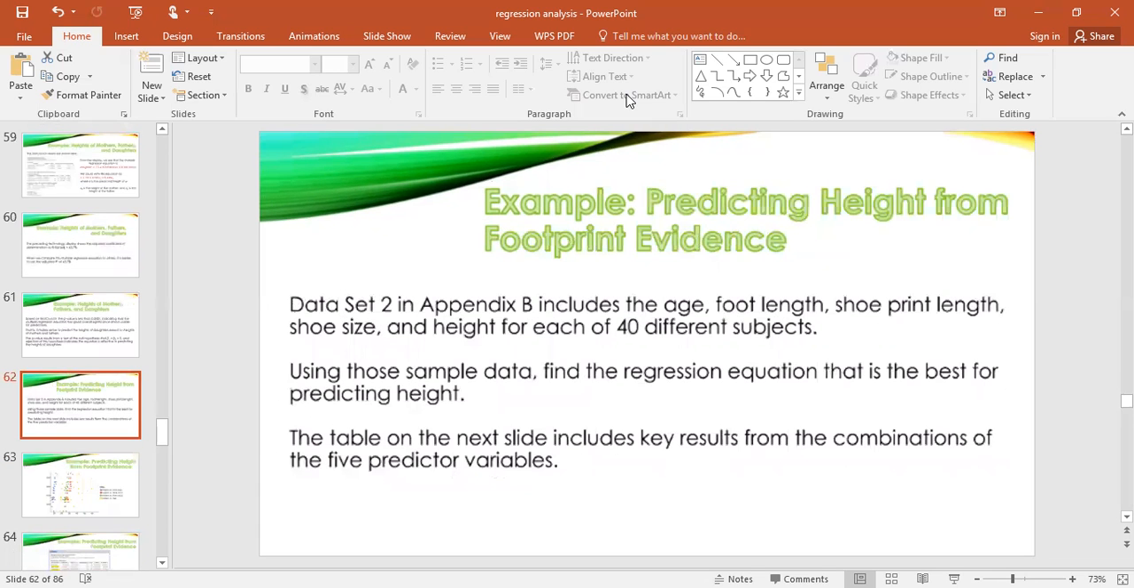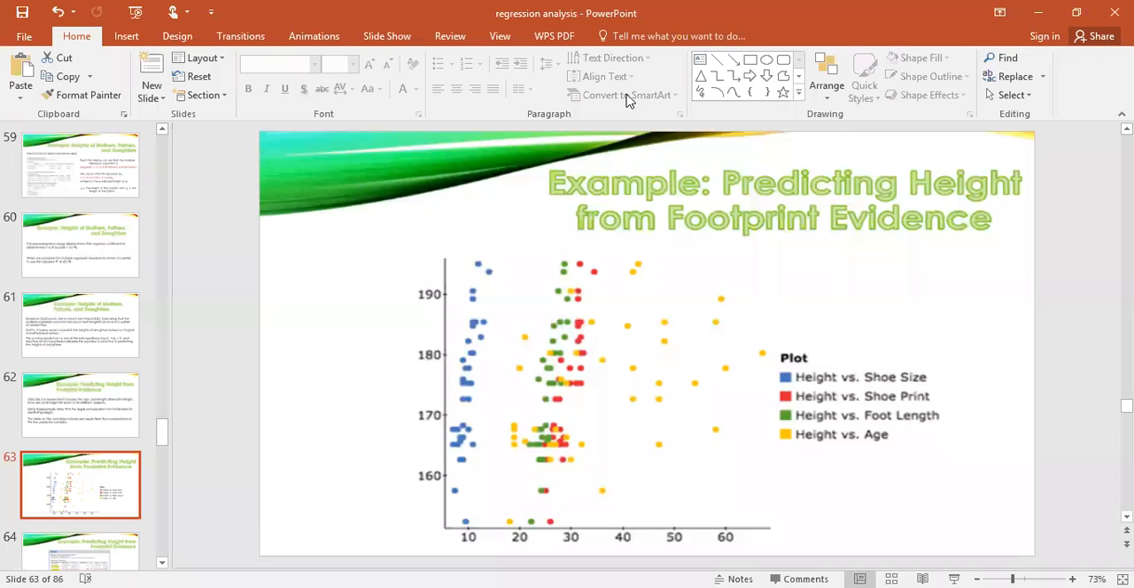Predicting height from footprint evidence. Data Set 2 in Appendix B includes the age, hip length, footprint length, shoe size, and height for each of 20 different subjects. Using those sample data, find a regression equation that is the best for predicting height. The table on the next slide includes key results from the combinations of the 5 predictor variables. Here is the graph for predicting height from footprint evidence.